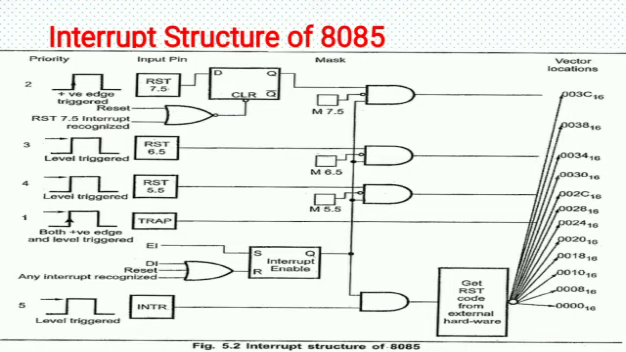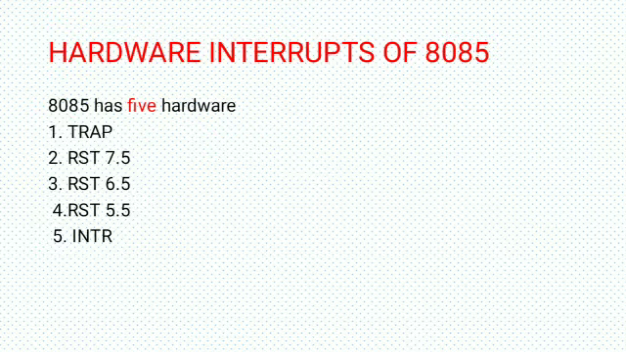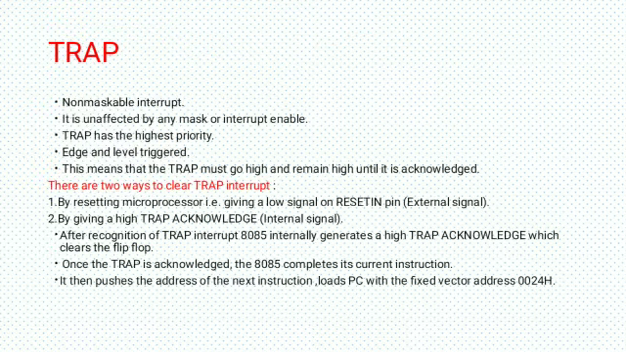The next one is the interrupt structure of the 8085 processor. The 8085 supports five hardware interrupts. That is, the interrupt request signals TRAP, RST 7.5, RST 6.5, RST 5.5, and INTR. The first one is the TRAP interrupt. TRAP is a non-maskable interrupt. It is unaffected by any mask or interrupt enable. It has the highest priority.